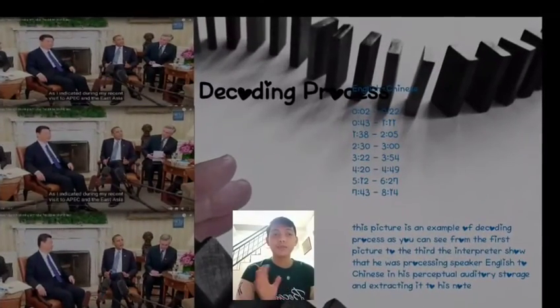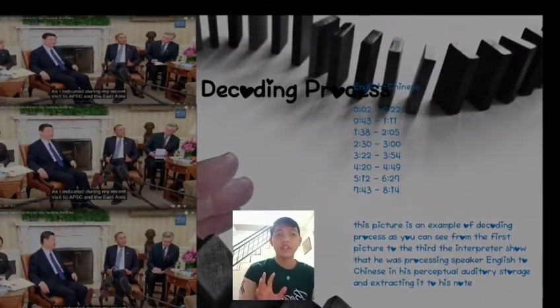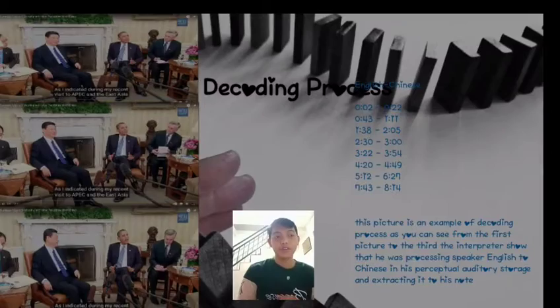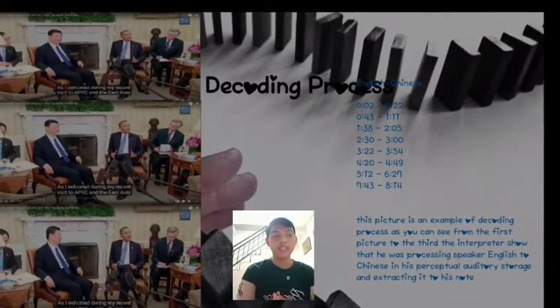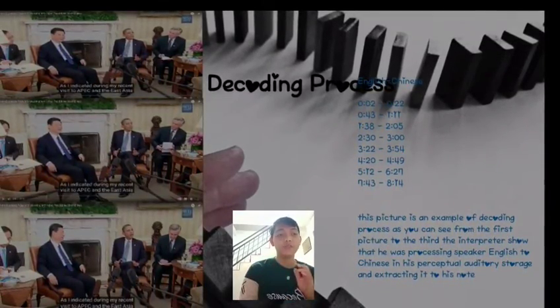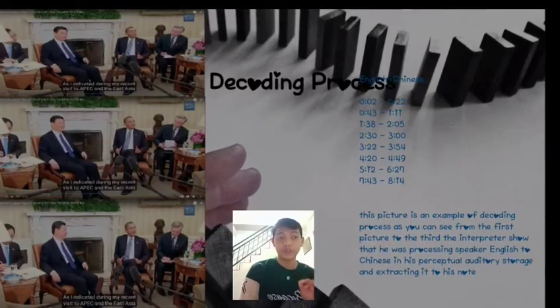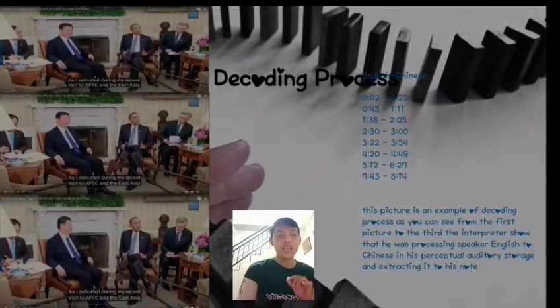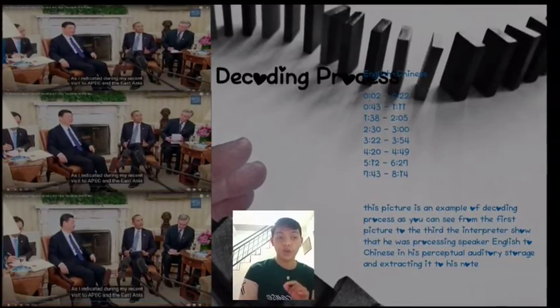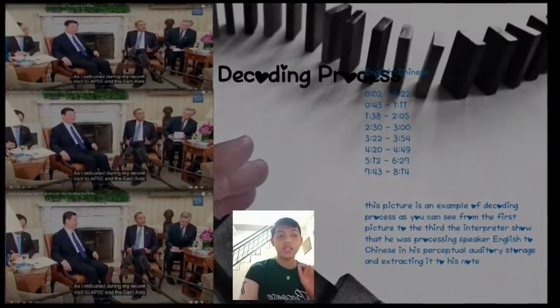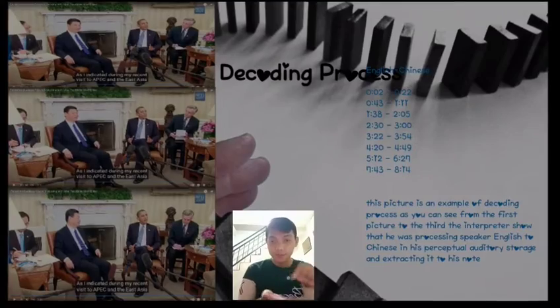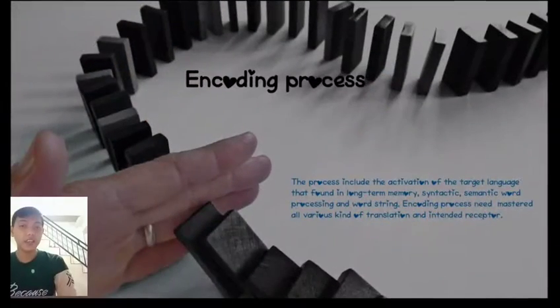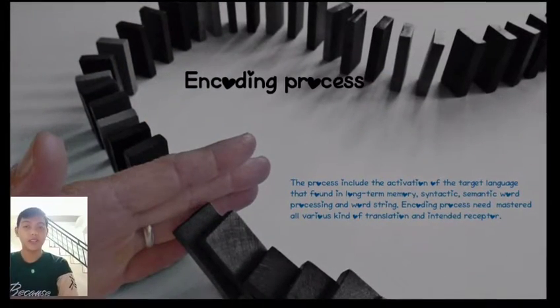Okay guys, this is the part of the decoding process. This picture is an example of the decoding process. As you can see from the first picture to the third, the interpreter shows that he is processing the speaker's English to Chinese in his perceptual auditory storage and extracting it to his notes. And the second is the encoding process.